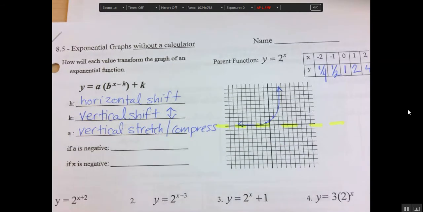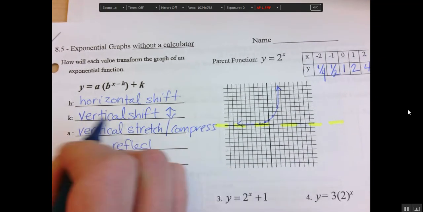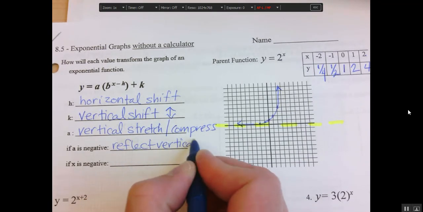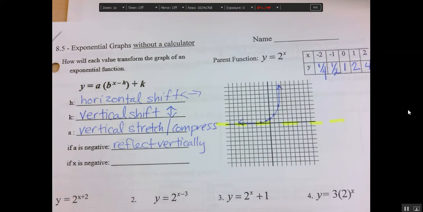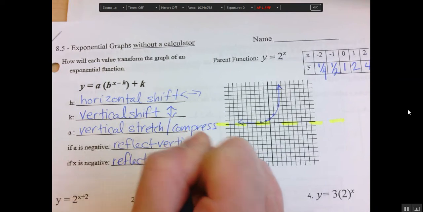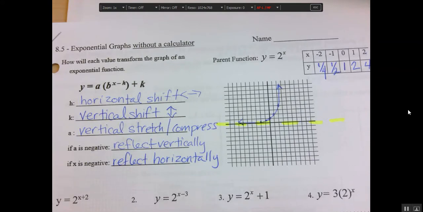If the A is negative, reflected, and it's going to reflect vertically, just like with this A, reflect vertically. And if the X is negative, what's that going to do? Is it reflect horizontally? Very good, Kieran. Okay, so let's do one together, and then I'll give you a minute to see if you can figure out the rest of them, okay?